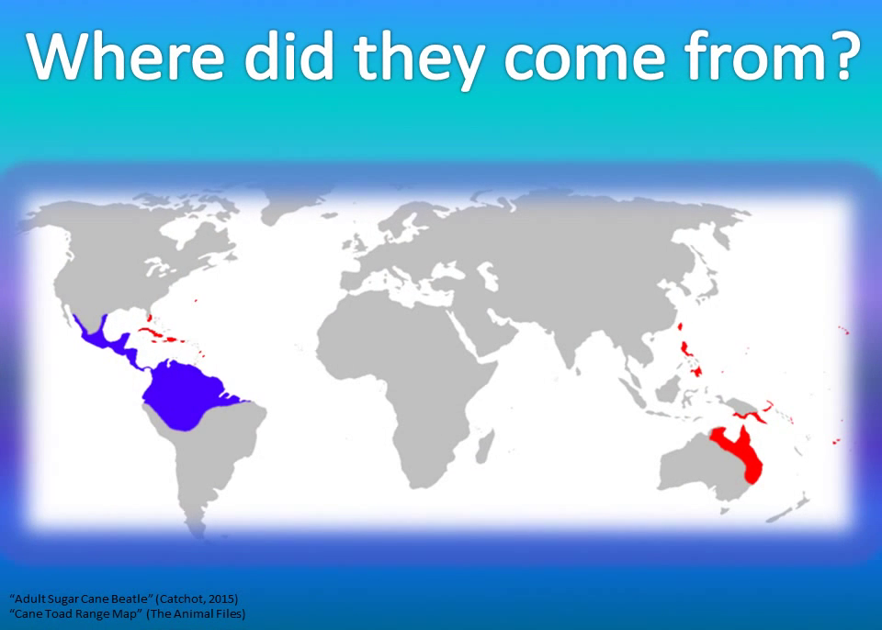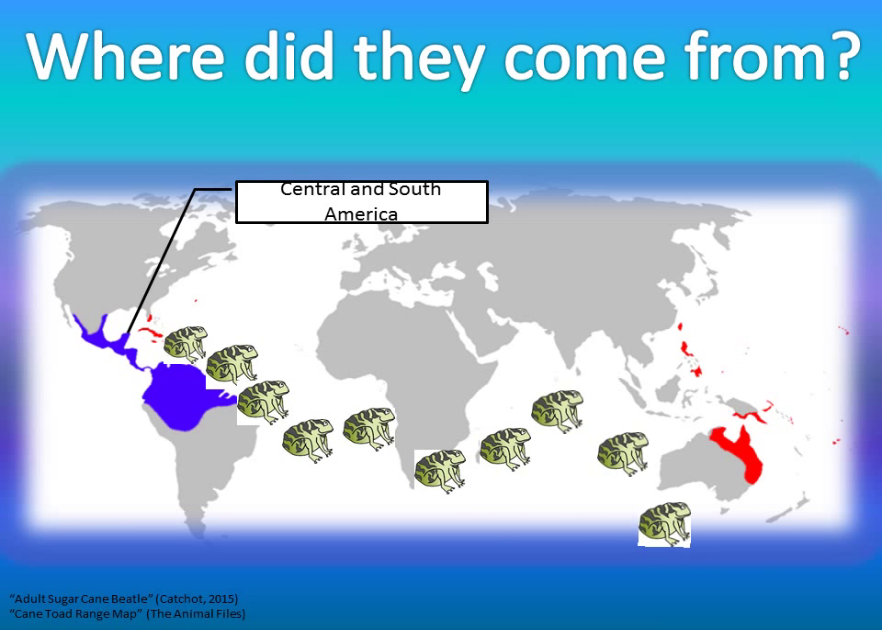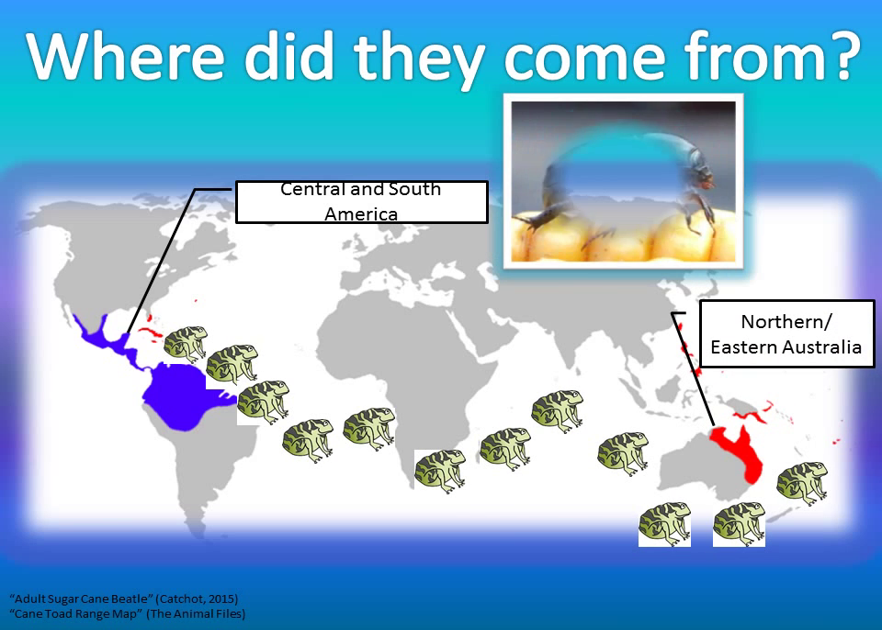But where did the cane toad come from? Cane toads were originally found in Central and South America. In 1935, they were introduced into northern Australia in a misguided attempt to control the sugarcane beetle.